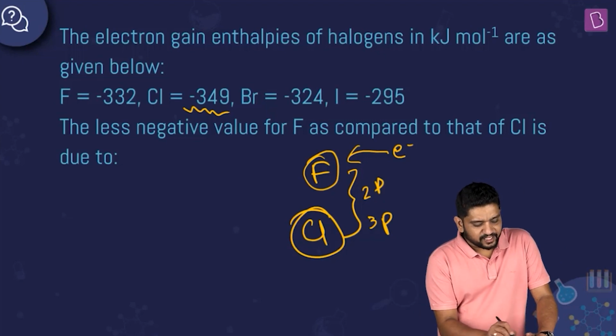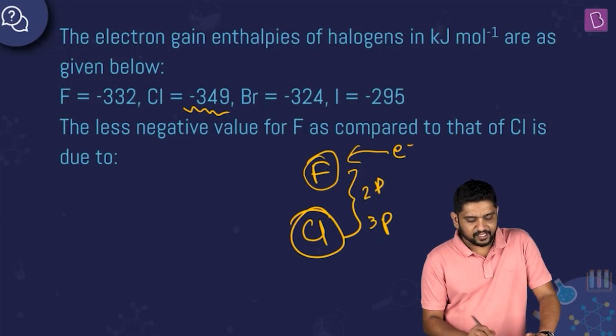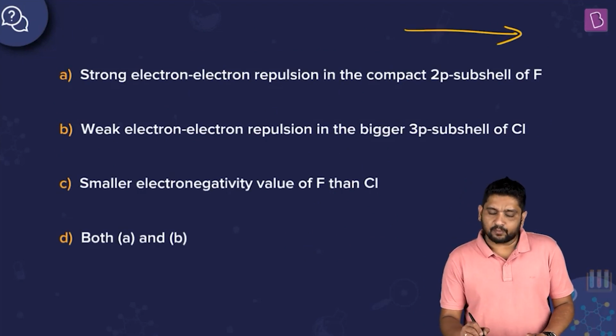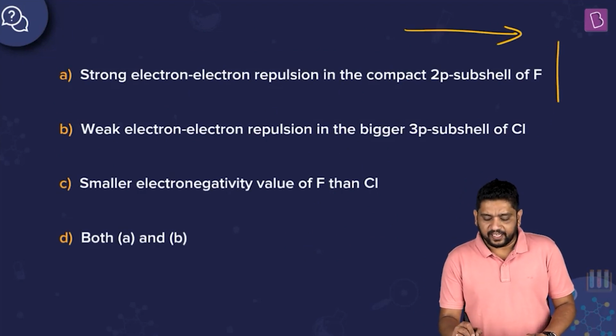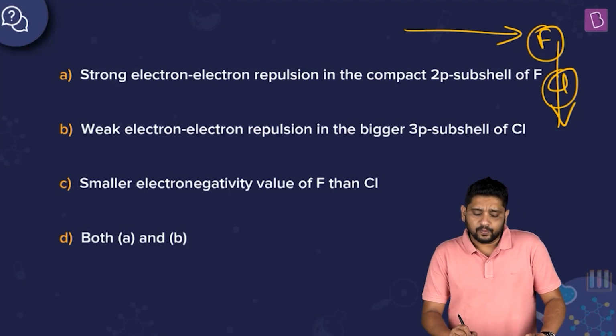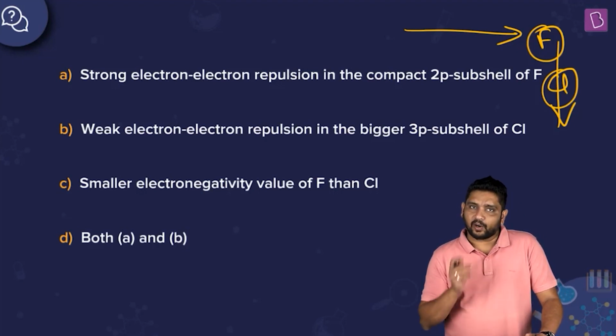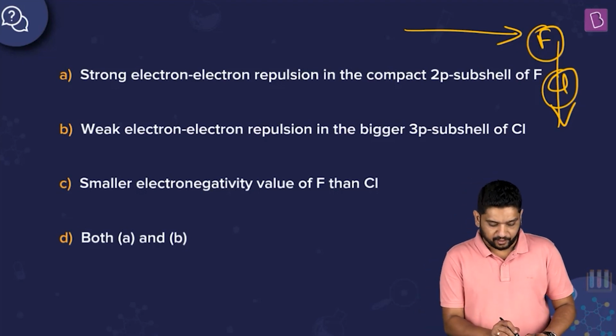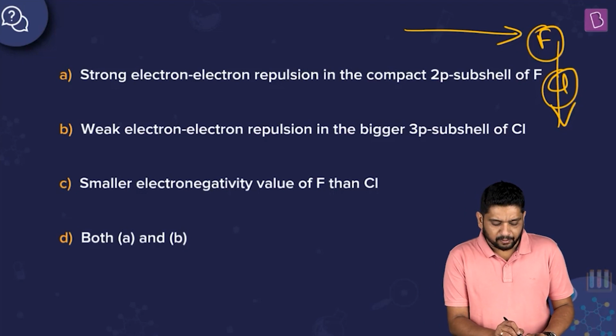Then the question says the less negative value of fluorine as compared to that of chlorine is because of, right? Electron affinity was supposed to increase from left to right and decrease from top to bottom. So ideally I was expecting fluorine to have the highest, but chlorine has the highest value. This is because fluorine is a very small atom, and in order to overcome that repulsion, some amount of energy is utilized when we are adding that electron, right? So yeah, let's read the options one by one.